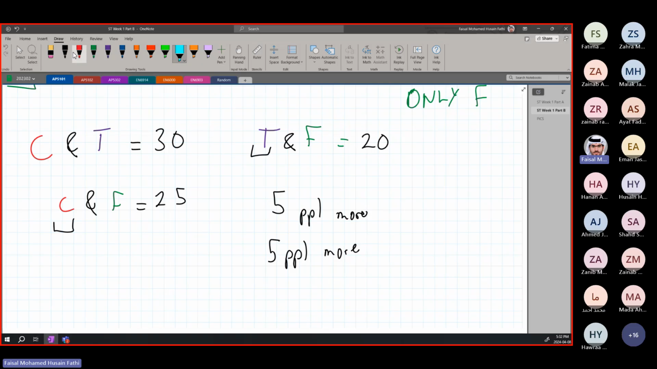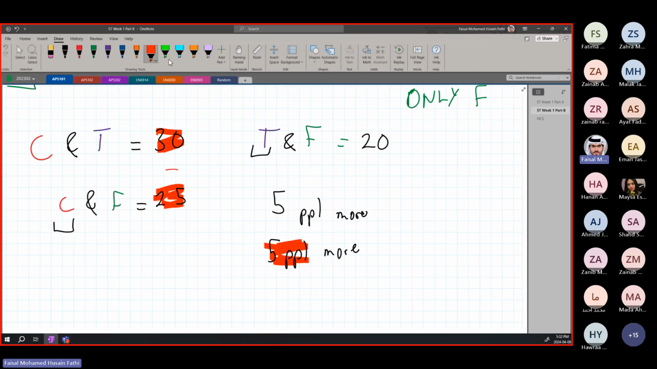And over here, we're going to notice. So let me highlight these for you. When we're looking at the red values, we're only looking at 30 and 25. Then we're going to subtract to see how many difference is between them. We notice that there's 5 people more.